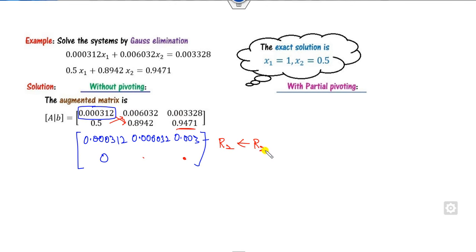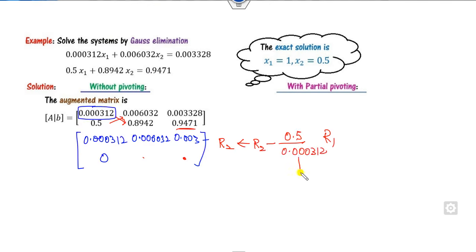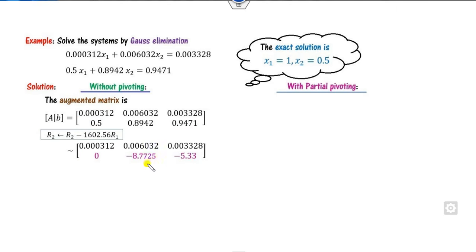R2 minus, what is the value of this? 0.5 divided by 0.0003 12 of R1. So this is the value, you can write it as here. Fine. So once you do the calculation, you will get this answer. Why 1602.56? If you calculate them, the answer will be here 0.56. Fine. So once you do like here.